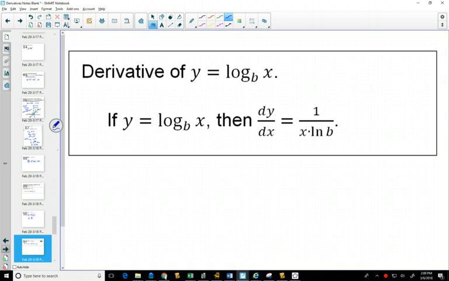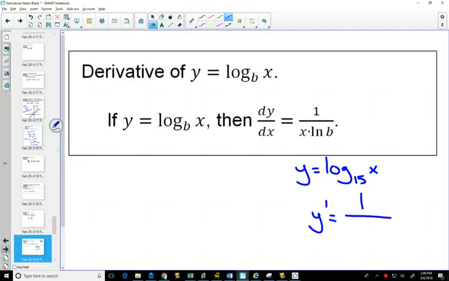Same thing if we wanted to find the derivative of logs of any base. And you can fiddle with this the same way that we fiddled with e to the x. You could use your change of base theorem to change this to a natural log. I'll show you that just for fun. If I had y equals log base 15 of x, the derivative would be 1 over x natural log of 15.